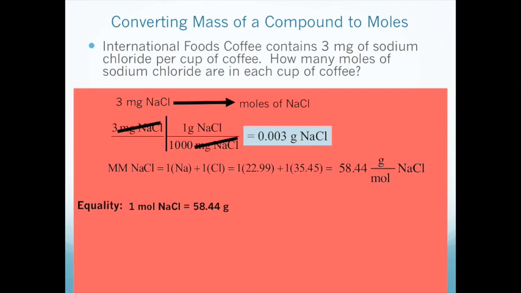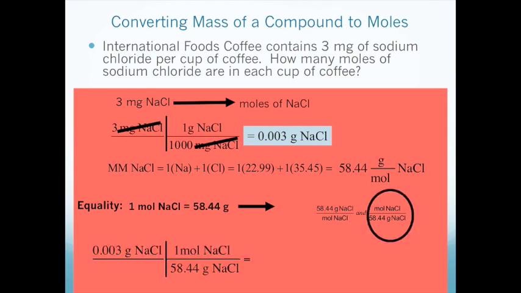And therefore, we have the equality 1 mole of sodium chloride equals 58.44 grams. We have the conversion factors, and this allows us to convert grams into moles by putting moles in the numerator and grams in the denominator. The grams cancel, and 0.003 divided by 58.44 is 5.13 times 10 to the minus 5 moles of sodium chloride.